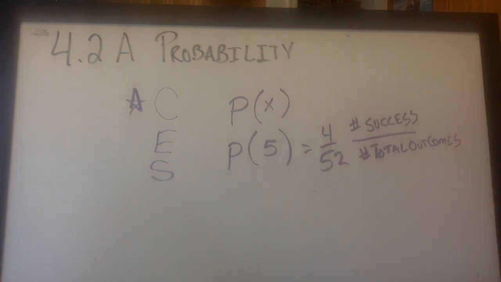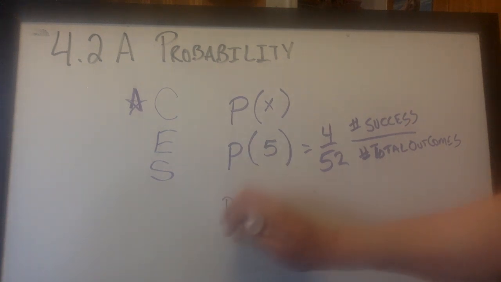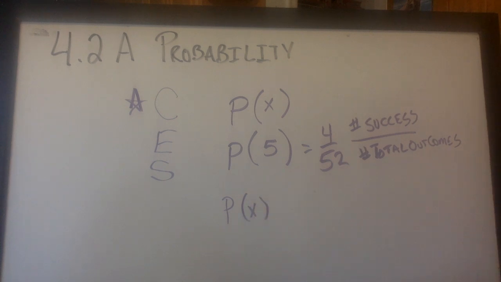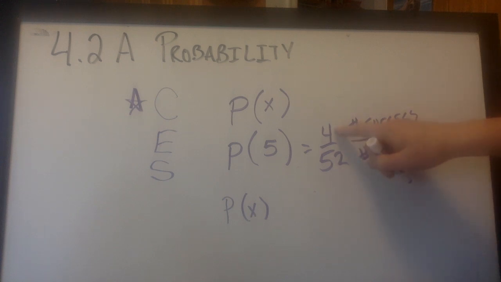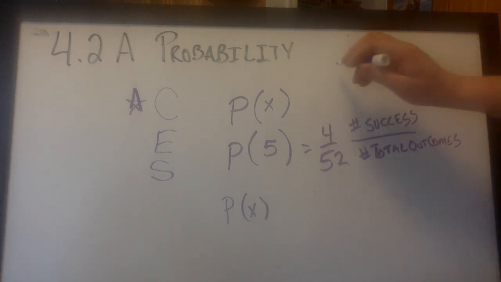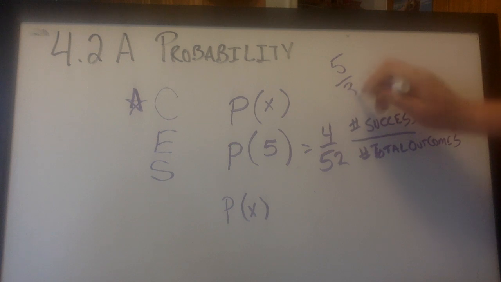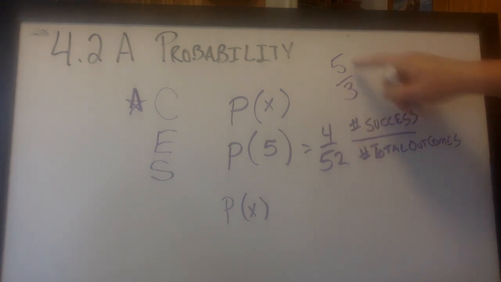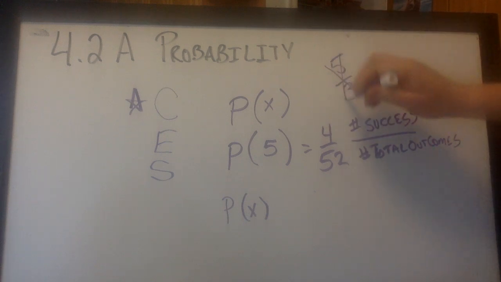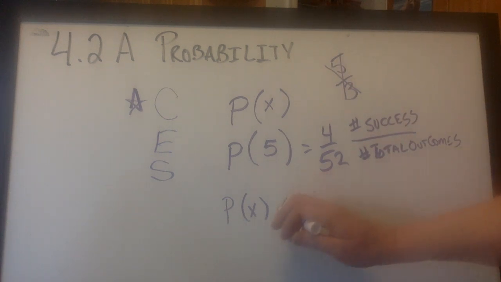Pretty simple, pretty straightforward. A quick thing about this is, what can P of X fall between? Well, looking at this fraction, you can never have the numerator be larger than the denominator, because if you had a fraction like 5 out of 3, that means you had 5 successes, but you only tried 3 times. That doesn't make any sense. Therefore, this has to be less than or equal to 1. We're going to talk about the 1 in a second, but this can never be bigger than 1.